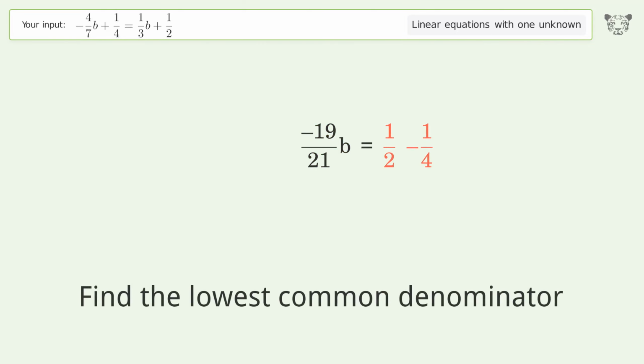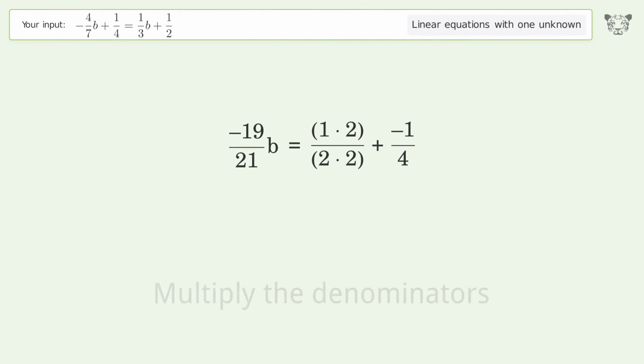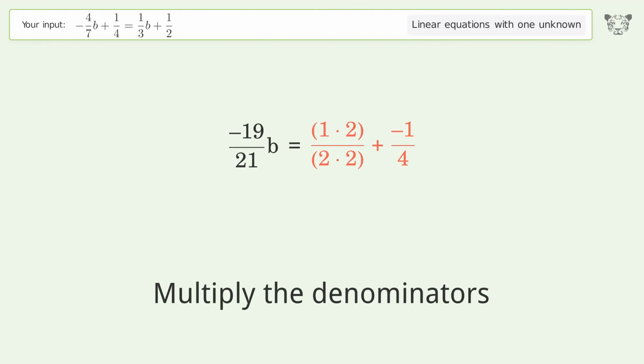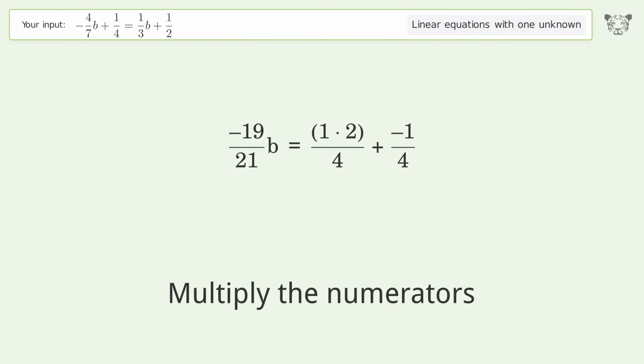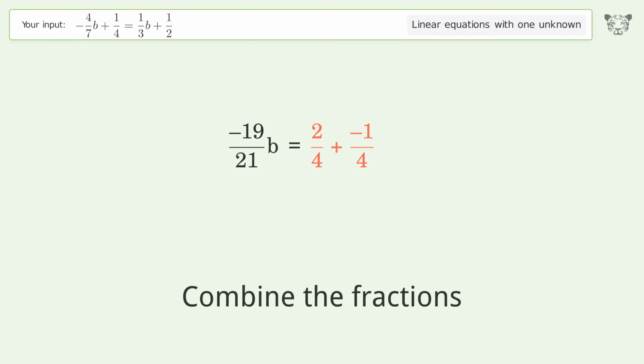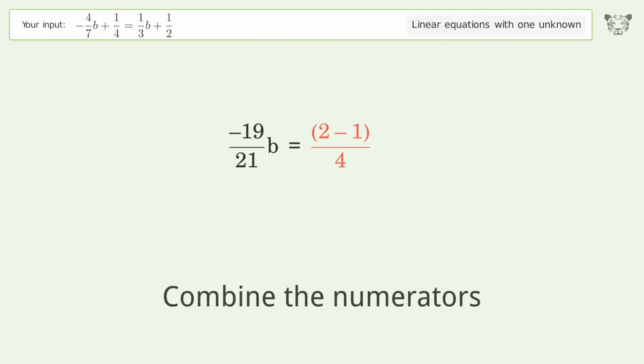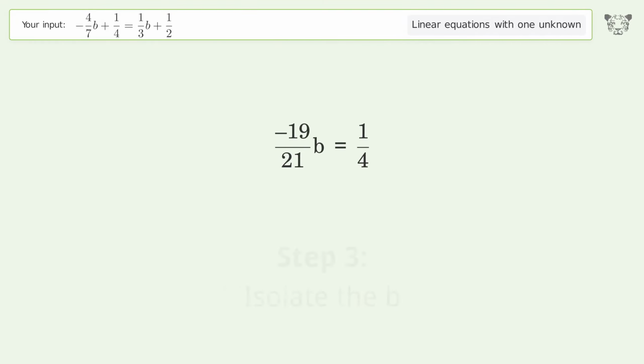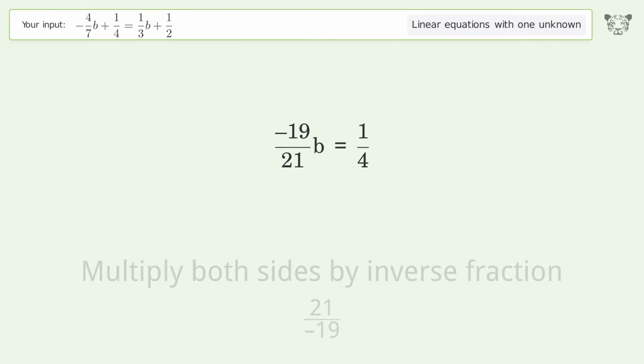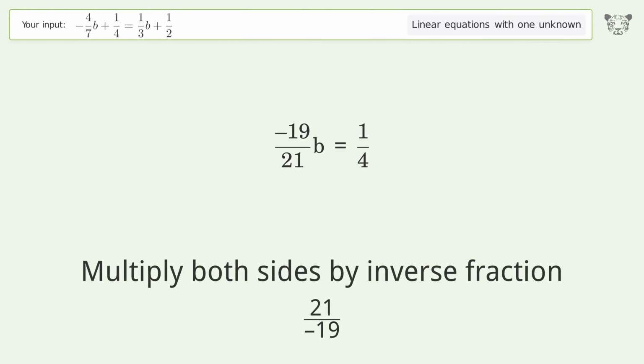Find the lowest common denominator. Multiply the denominators. Multiply the numerators. Combine the fractions. Combine the numerators. Isolate the b. Multiply both sides by inverse fraction 21/-19.